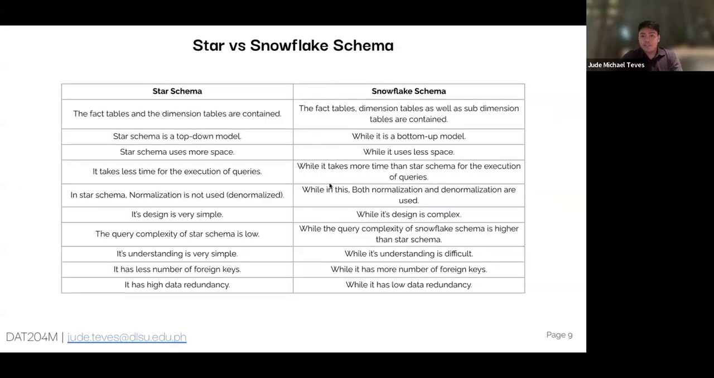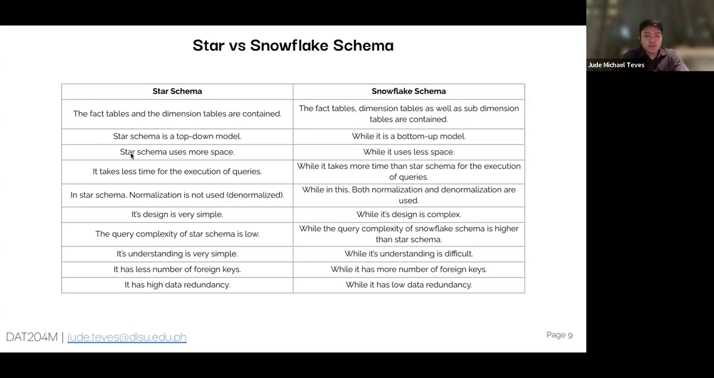So here's some comparison again with star and Snowflake schema. In star schema, the fact tables and dimensions are contained. In Snowflake schema, the fact tables, dimension tables, as well as the subdimension tables are contained. So it could branch out even further. In star schema, it's a top-down model, while Snowflake schema is a bottom-up, because you have all of these very atomic subdimension tables, and you will be building the connections.